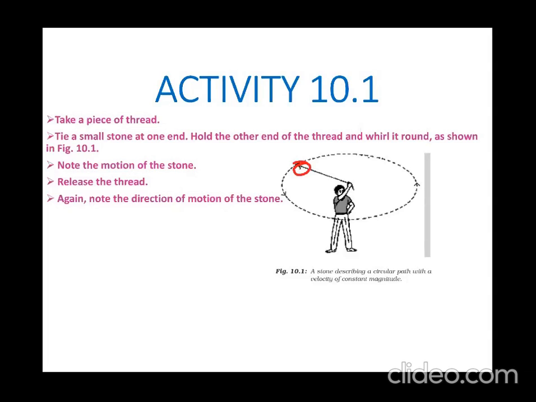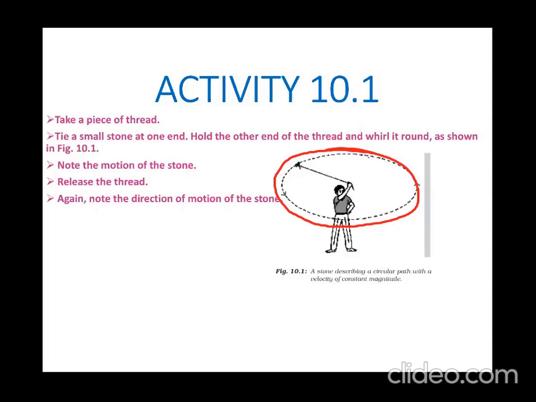You are going to hold the other end of the thread, and then you are going to whirl it. Means you are going to move it round. Right? So when you are moving it round and round, you have to notice the motion of the stone. We know that the stone which is tied with the thread is going to perform circular motion. It will cover a circular path, right? It is going to move on the circular path.